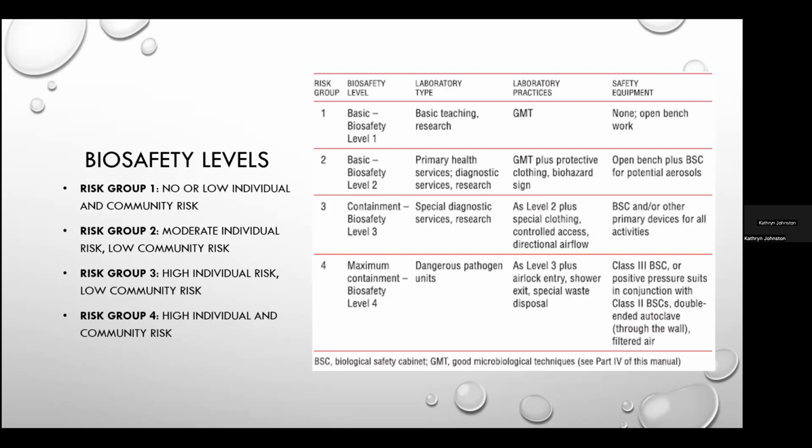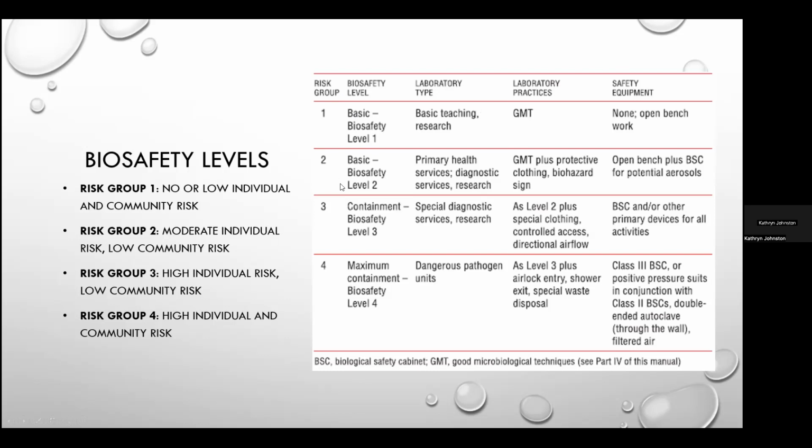Risk group 2, moderate individual risk and low community risk. Risk group 3 is high individual risk and low community risk. And risk group 4 is high individual and community risk. And so when you look at these, then you can start to see, so in risk group 1, the basic biosafety level is going to be level 1, and work can be done on the open bench, and it's just good microbiological techniques.